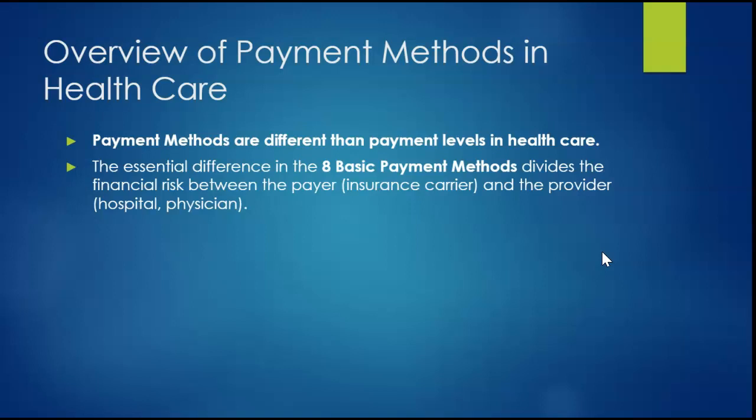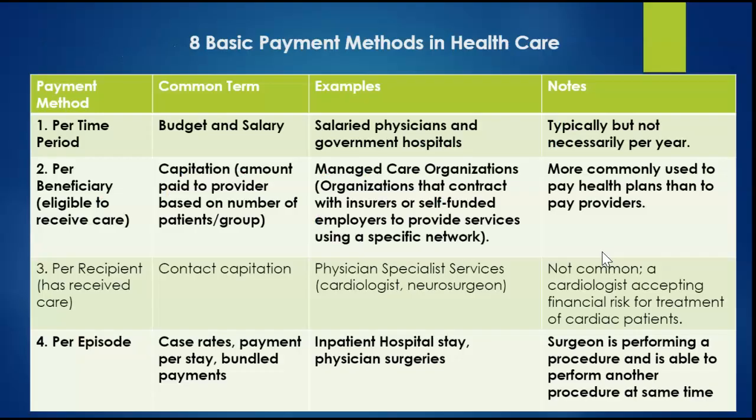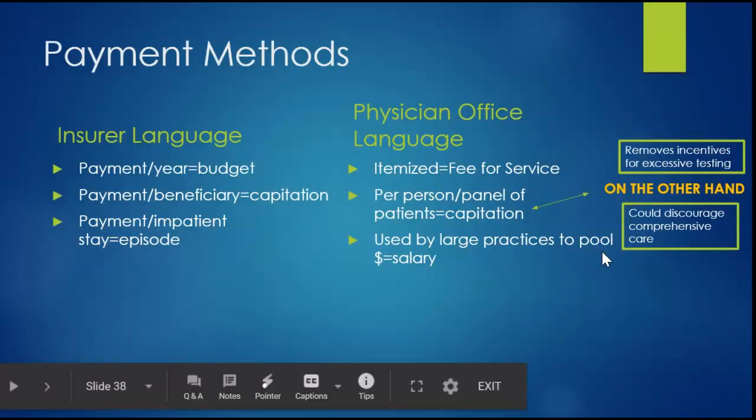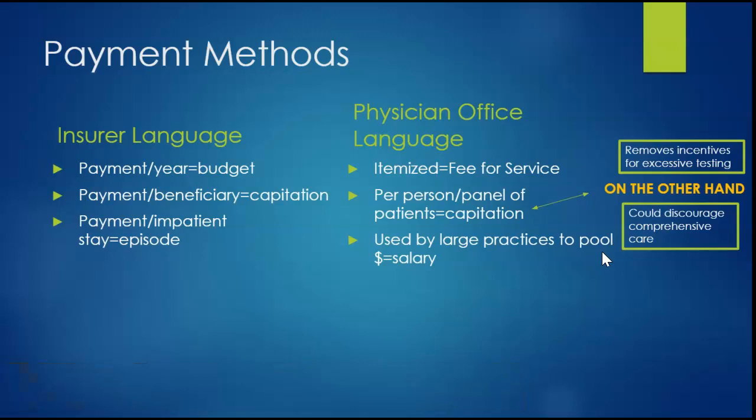So the essential difference in the 8 basic payment methods that are talked about in the article that you read is how they divide the financial risk between the payer, the insurance carrier, and the provider, the hospital or physician. So this is a breakdown of these 8 different types. And what I'm going to do is break it down a little bit differently. So this chart is in your book. I think the best way to approach payment methods is to break down the language that insurers use versus the language that physicians' offices typically use.